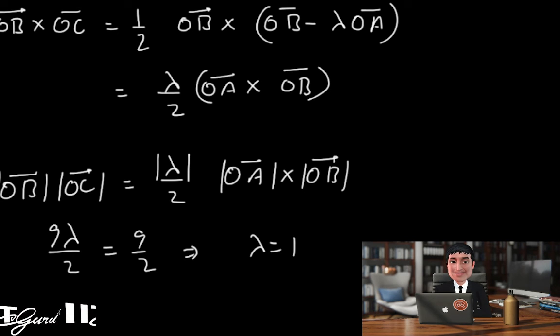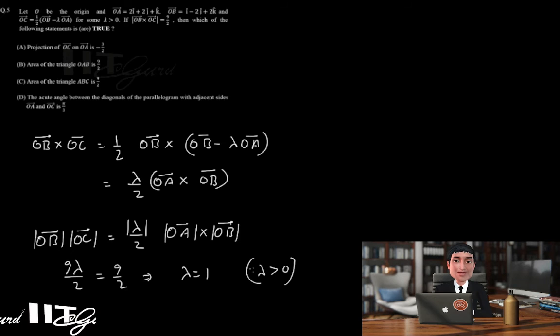As it is also given that lambda is positive, right? So what about OC? Think about this one: the OC vector, we have to make the projection over here, right? What do you think about this one? In option A, projection of OC on OA. So OC vector is equal to, what do you say, OB vector minus OA vector divided by 2.